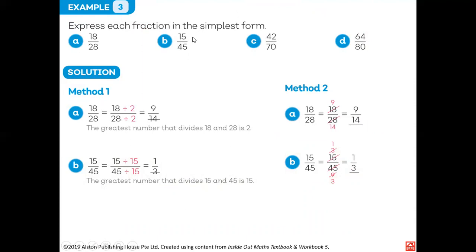B. 15/45. 15/45 is equal to, let's take 15 and divide it by 15, and 45 divided by 15. We get 1/3. 1/3 is the simplest form. The greatest number that divides 15 and 45 is 15. So 15 is the highest common factor, which will give you 1/3. And this is your simplest form.